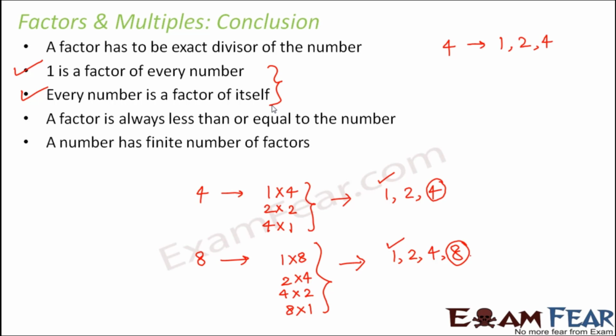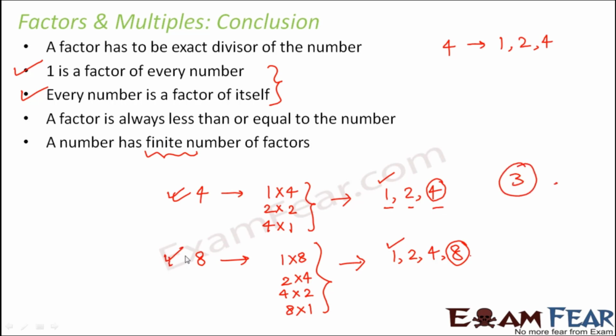A number has a finite number of factors. Finite means a fixed or limited number of factors. So if you consider the number 4, how many factors does 4 have? 1, 2 and 4. So basically it has 3 factors.